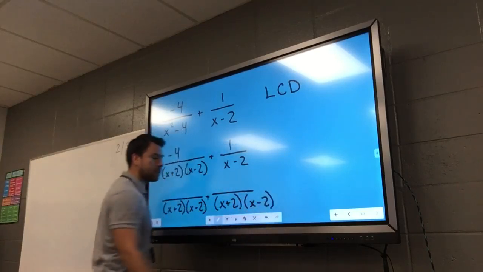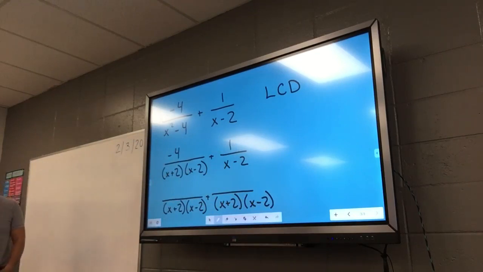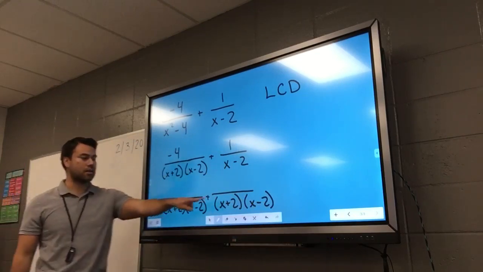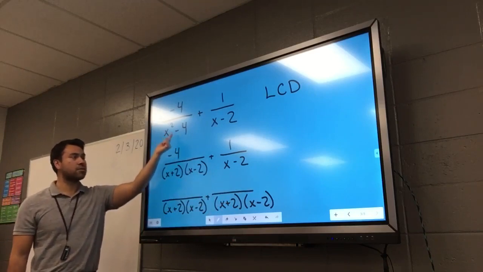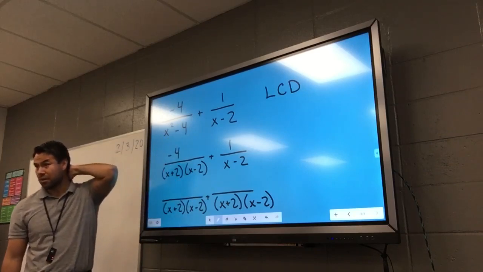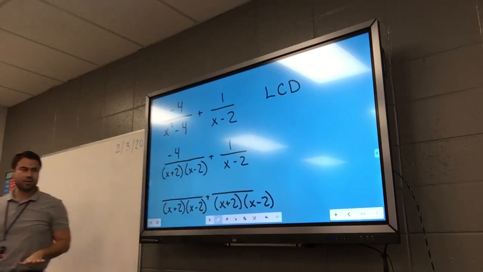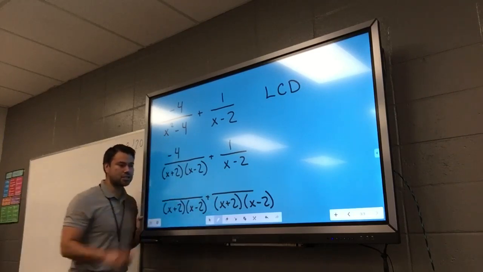Because what is x plus 2 times x minus 2? X squared minus 4. So that is the common denominator. I don't always know that x squared minus 4 is the common denominator until I factor. And especially with trinomials, it's going to be a little bit less clear. So this one, that's my common denominator: x plus 2 times x minus 2.